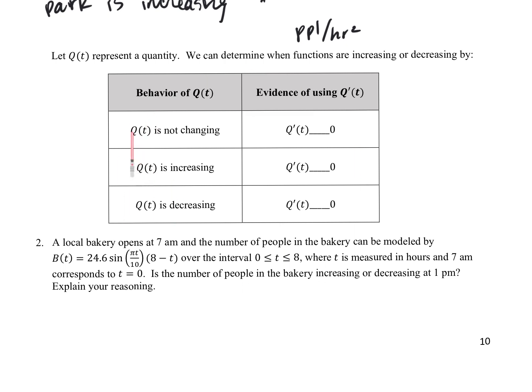If my Q of T, Q is just a quantity, if the derivative of that is equal to 0, then that quantity is not changing. But if my quantity is increasing, what do you think the derivative would be? Greater than 0. And if my quantity is decreasing, my derivative would be less than 0.